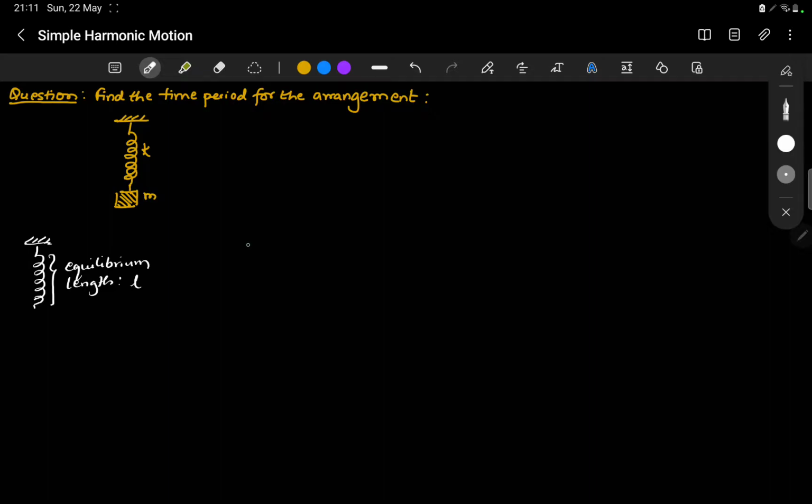Now let us attach the mass to it. So attaching the mass to it would lead to some elongation in the spring. So our equilibrium position would change. So if this was the original equilibrium position, now there is a certain displacement due to the addition of the mass.